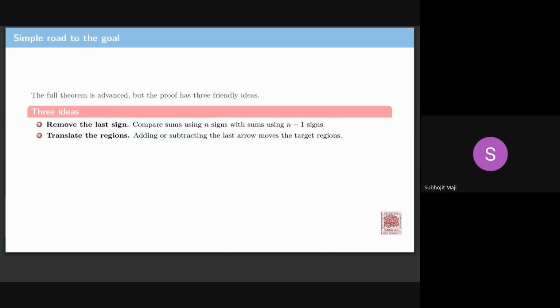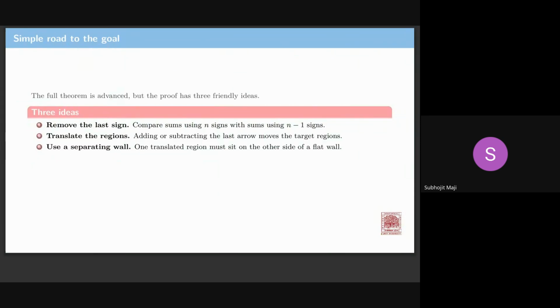Now after that, we'll translate the remaining summation of the vector of n minus 1 to a different region. And then we'll use a separating wall. A separating wall is nothing but a plane. So think of it as a plane that is perpendicular to a given vector. Right, a separating wall. That is what it is.